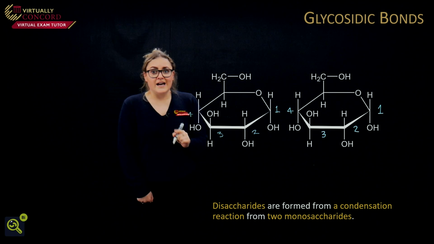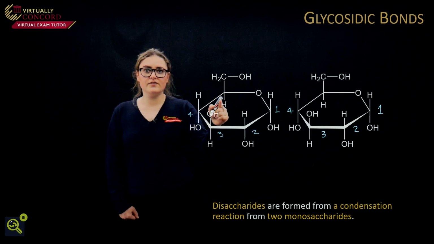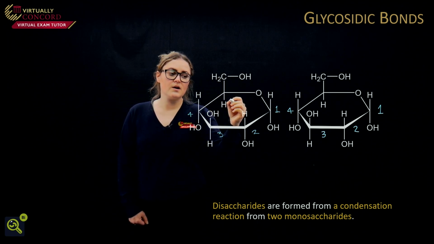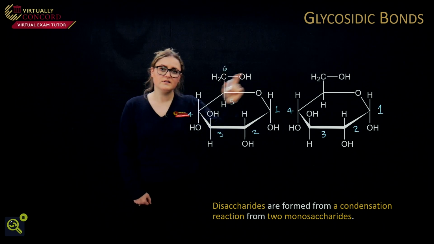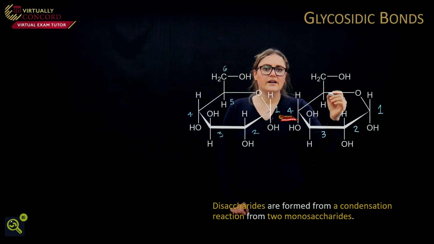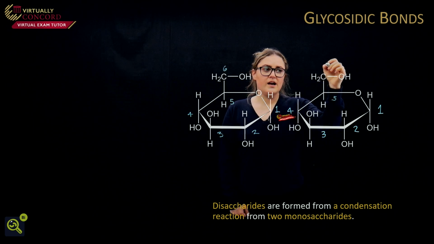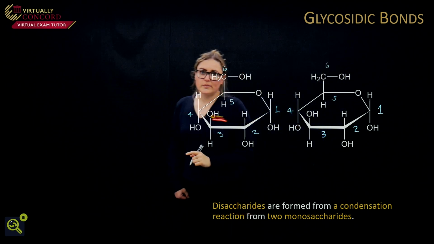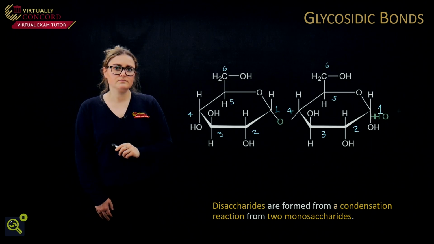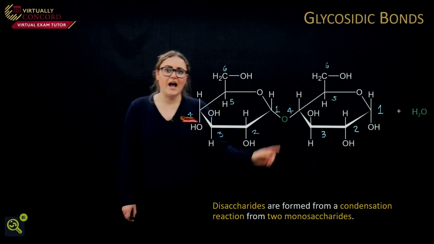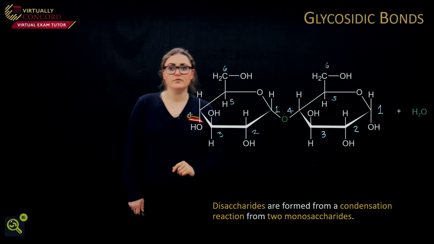and back up to number 4. Now, we do also have 5 and 6, so let's put those in as well. So we've got 5 here and 6 at the top. See the same on the other side. So we're going to have 5 here and we're going to have 6 at the top. So if we now redo our bond, we can see that it happens between carbon 1 and carbon 4.